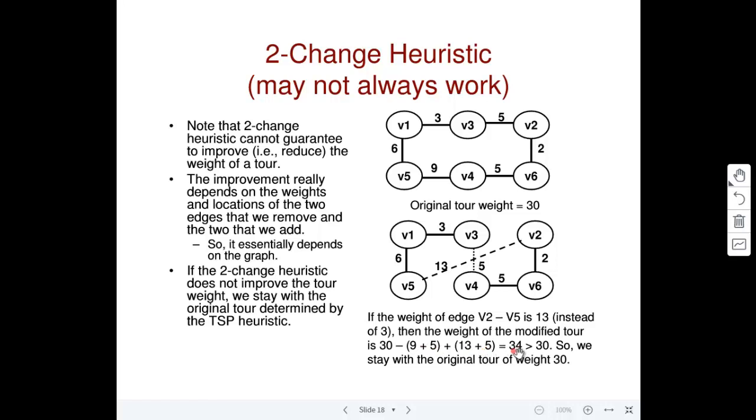So we are not really improving, which means we are not really reducing the weight of a tour. We are kind of actually increasing the tour weight further. So that means the two change heuristic is not successful. So in that case, we will retain the original tour, and will not switch to a new tour.